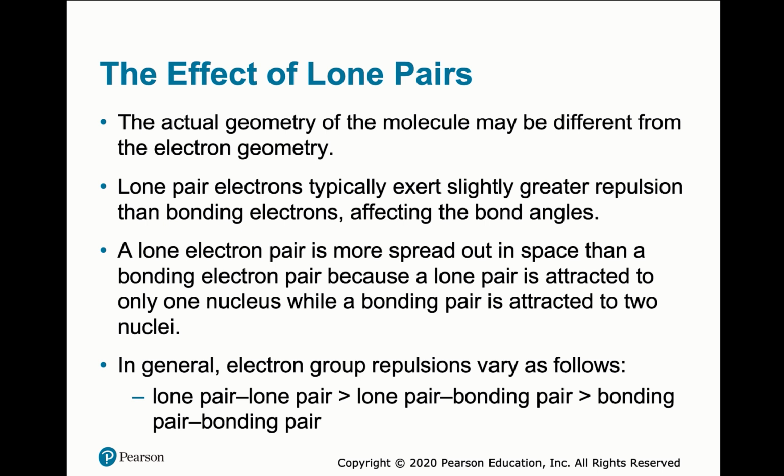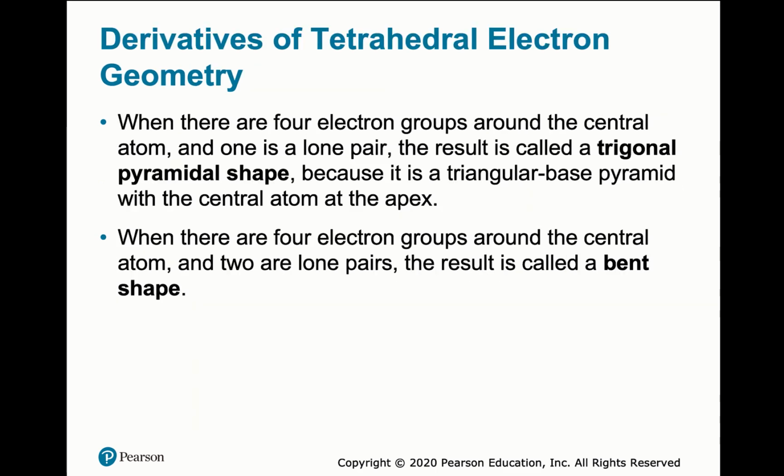And the electron group repulsions vary as follows. A lone pair to lone pair is the highest. Then a lone pair to a bonding pair is less than that. And the least are two bonding pairs. Why is that? Well, because the bonding pairs have nuclei to draw in the electron density, so it doesn't have a very large region of negative charge.